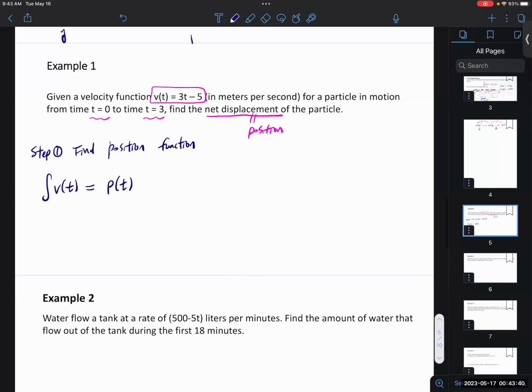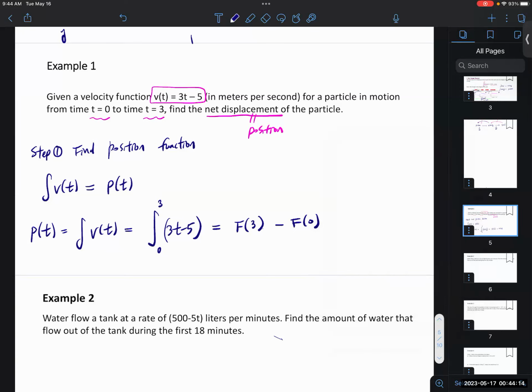So here we are going to take the integral. Therefore, we are looking for the position function, which is taking the integral of the velocity. The velocity function is given, 3t minus 5. And then they say from 0 to 3. We are looking for only between 0 and 3, so that's the range. At the end, when you finish taking the integral, you're going to subtract the large minus 0. Am I correct?